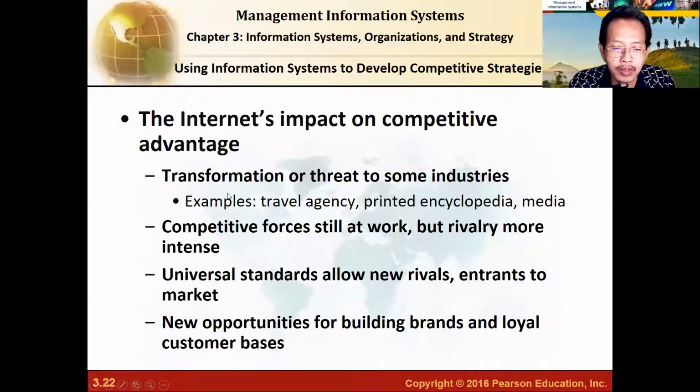Now, the competitive forces that we just mentioned are still there, but the competition is becoming more fierce because people are trying to get leverage using information systems, and there would be universal standards that are used. In that case, any company could be using a website. Any company could be making their e-commerce systems.